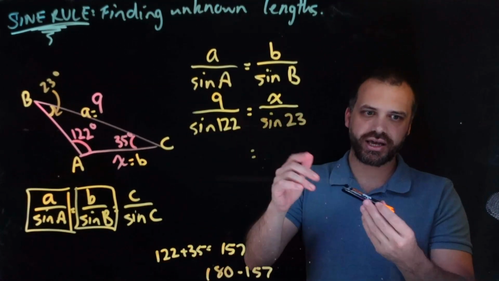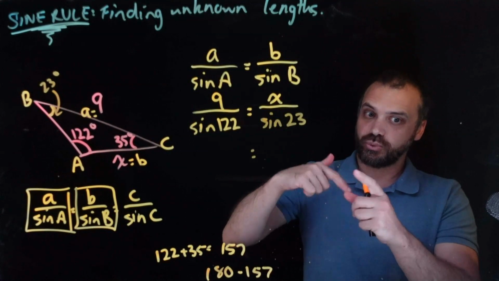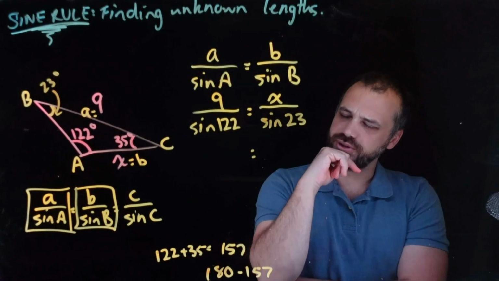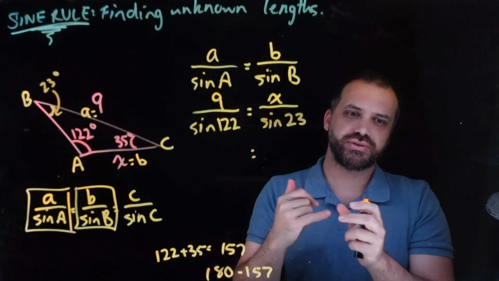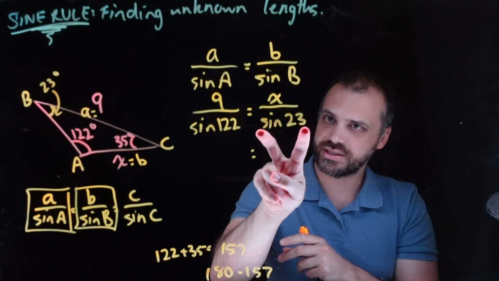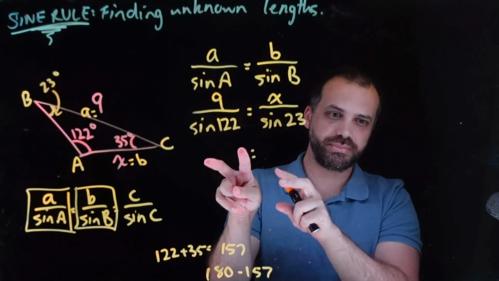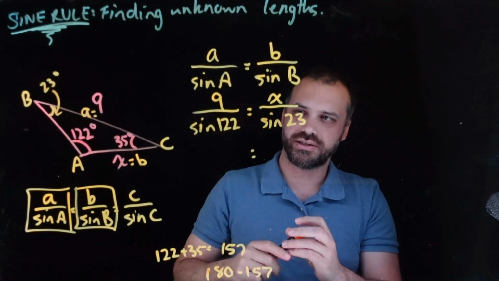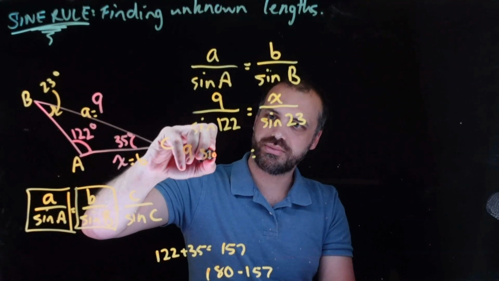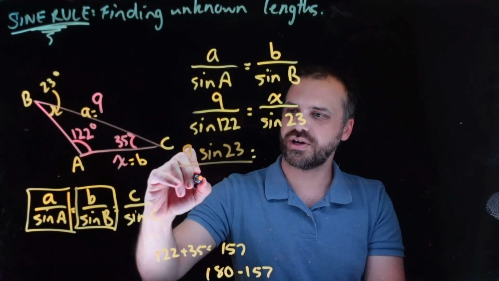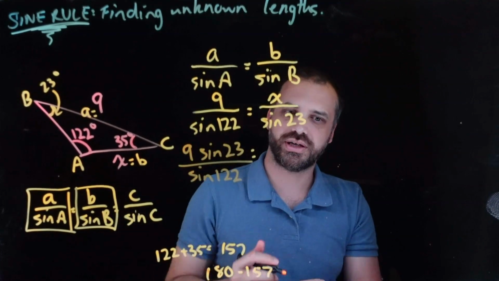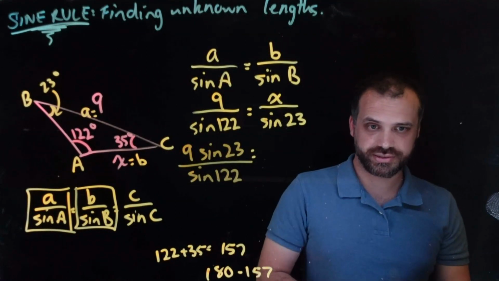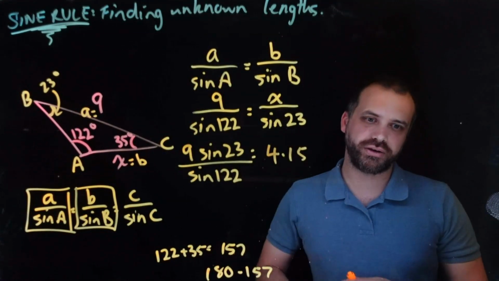Okay, great, fantastic. Now, what you want to do now is rearrange this to get X all by itself. How do we do that? Okay, this sine 23 is the problem, right? So we can take this sine 23 and multiply both sides by sine 23, which has the effect of bringing sine 23 up to here. So we have 9 times sine 23 over sine 122. And now all you need to do is type exactly that into this. When I do that, I get an answer of 4.15.